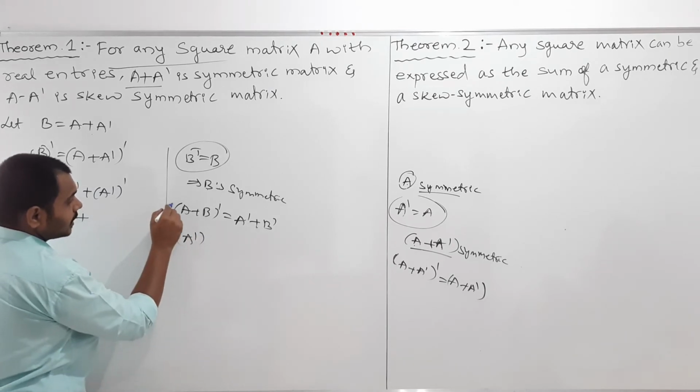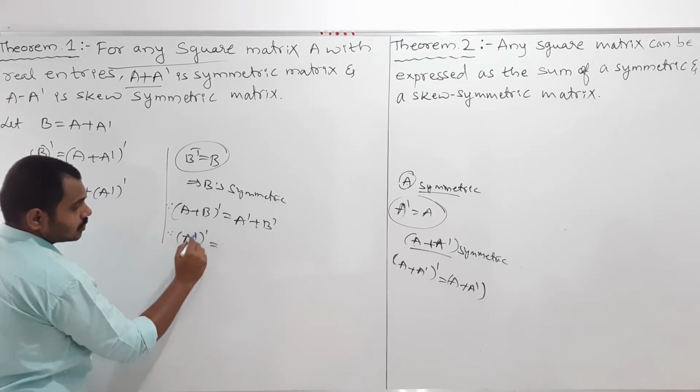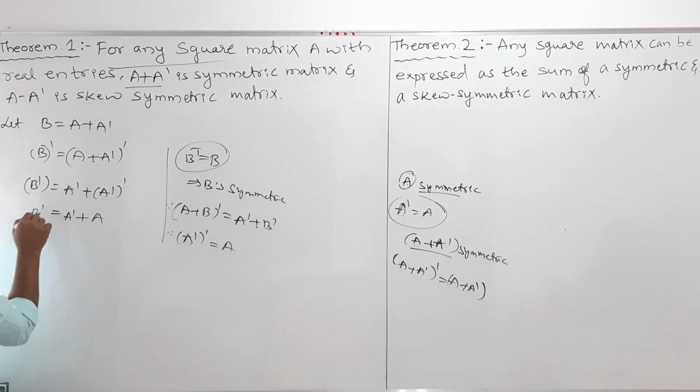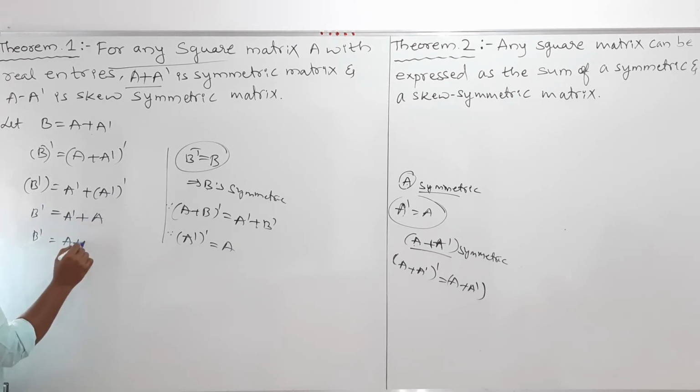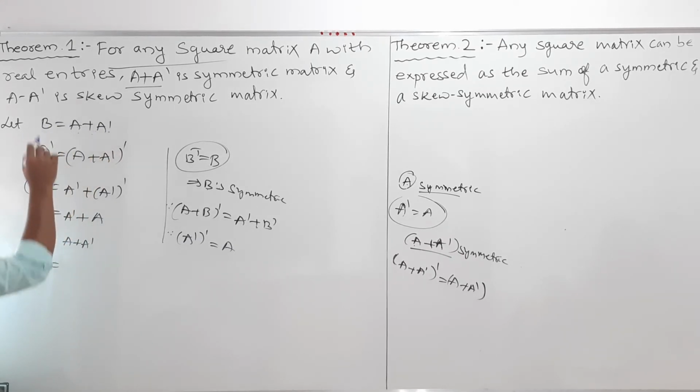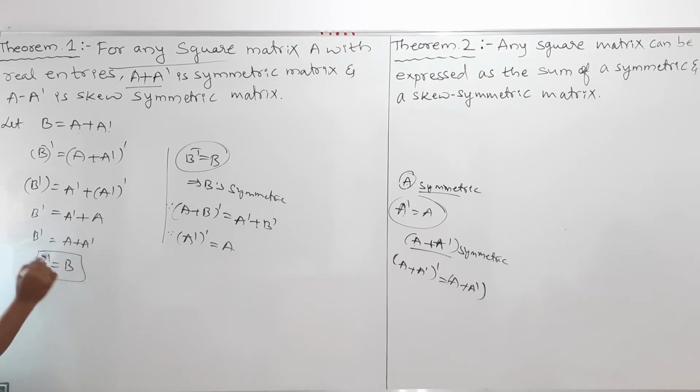Again we have the property. What is that? A transpose whole transpose is A itself. So therefore here it is A itself, and this is B transpose as it is. Can I rewrite? First I write A, plus next I write A transpose. So my dear students, you can observe here B transpose is equal to A plus A transpose. A plus A transpose is nothing but B. So therefore B is equal to B transpose.